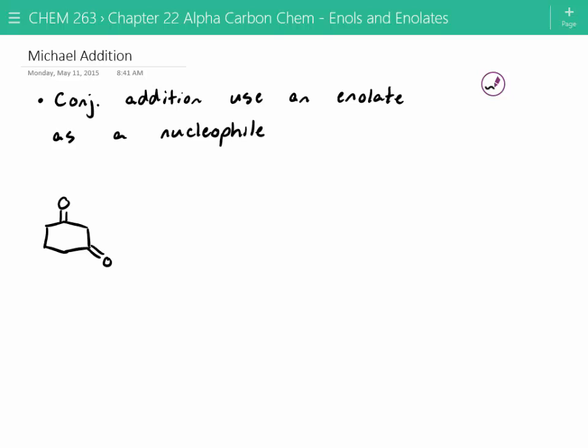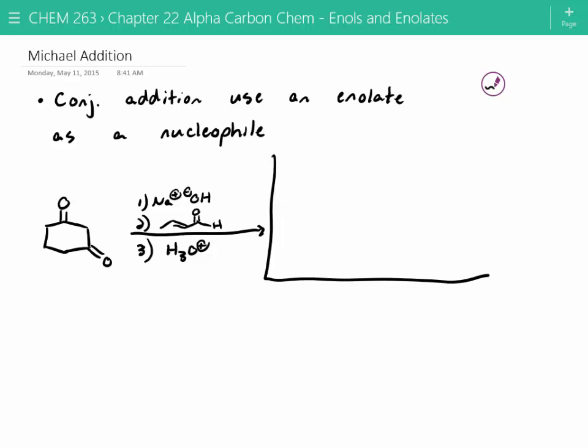I'm going to take this diketone, and if I treat it with sodium hydroxide, Na plus and OH minus, followed by an alpha-beta unsaturated aldehyde, followed by acid, we can do what's called a Michael addition. But let's try to problem solve our way to the answer.